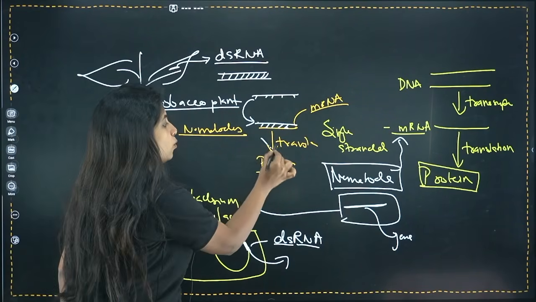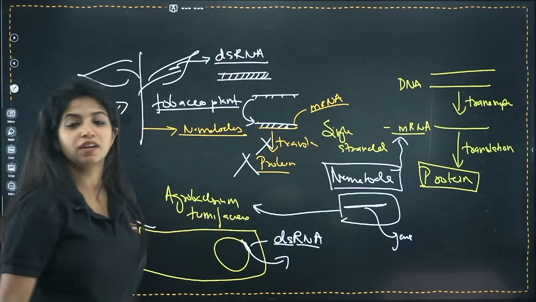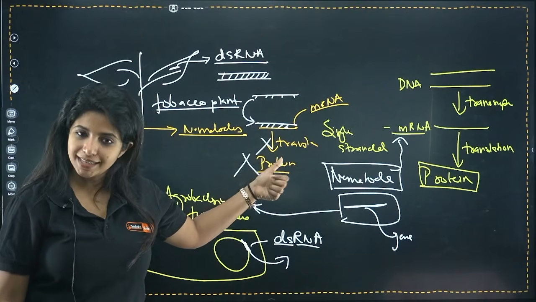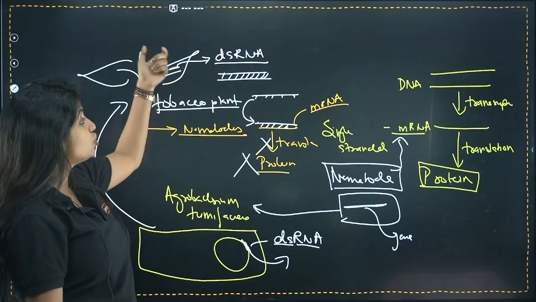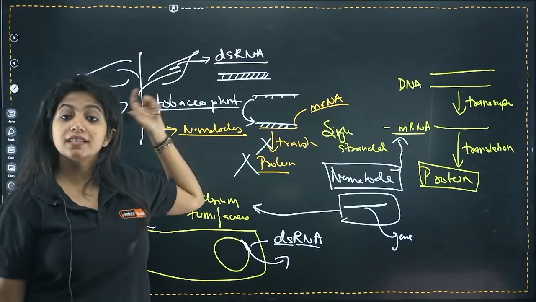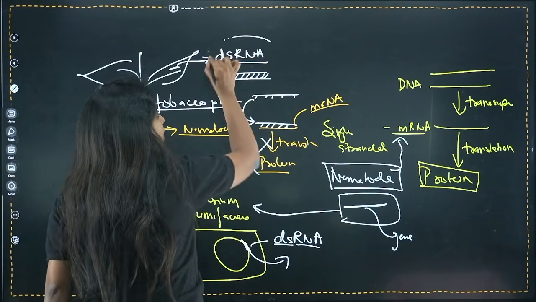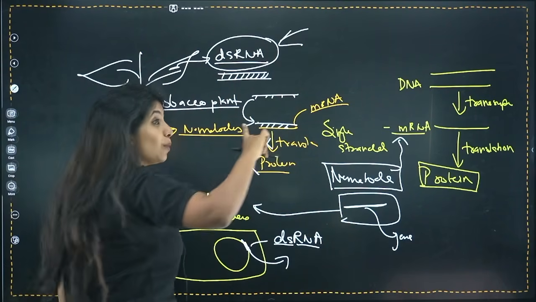Do you think translation will happen? No. Do you think protein is going to be made? No. Aren't you interfering? Yes. How? With the help of the gene that you took from the nematode itself. This gene produced what? Double-stranded RNA. So you're interfering with the help of the double-stranded RNA.